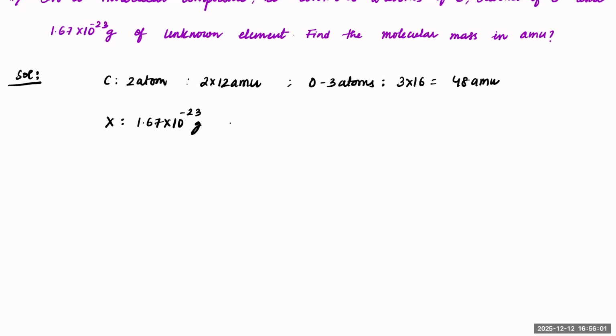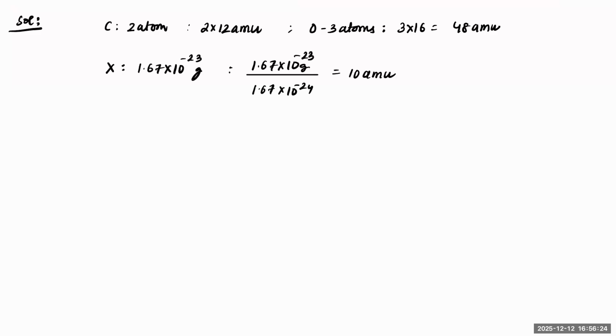So we just have to divide it by, correct? 1.67 into 10 raised to power of minus 23 grams divided by 1.67 into 10 raised to power of minus 24, correct? That is the mass of one atom in AMU, which is 10 AMU. So this is some new element which has an atomic mass of 10 AMU.